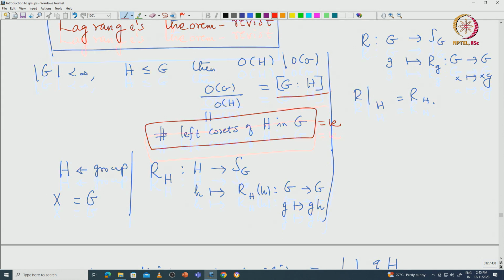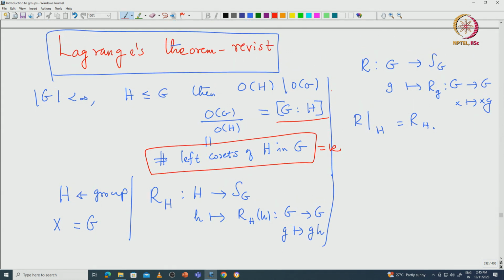Okay. So we got these two immediate theorems as corollaries of group actions. Okay, we will actually see later many interesting corollaries. So I will stop here. We will continue in the next class.